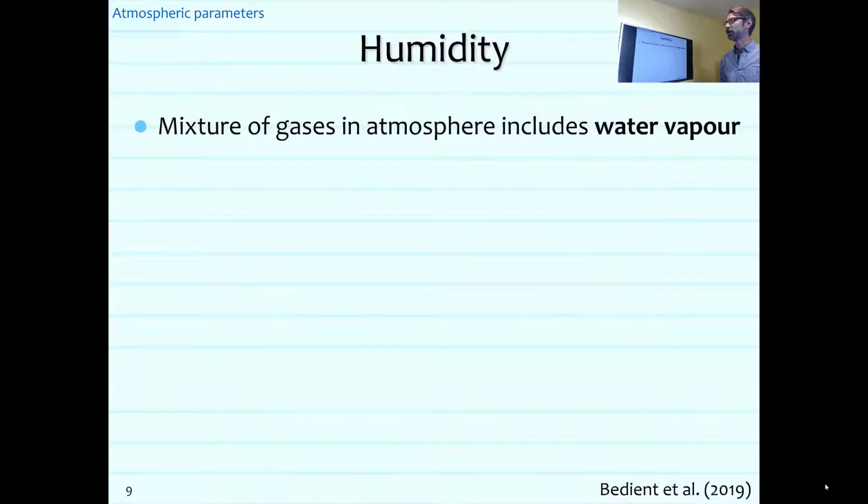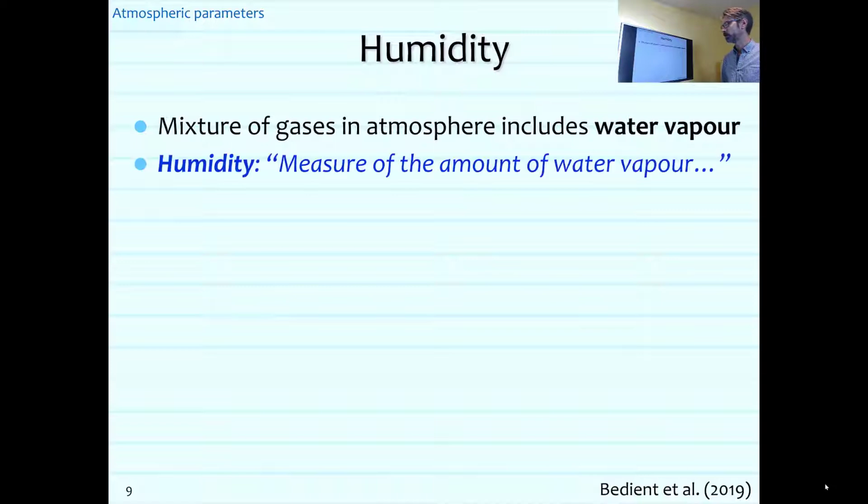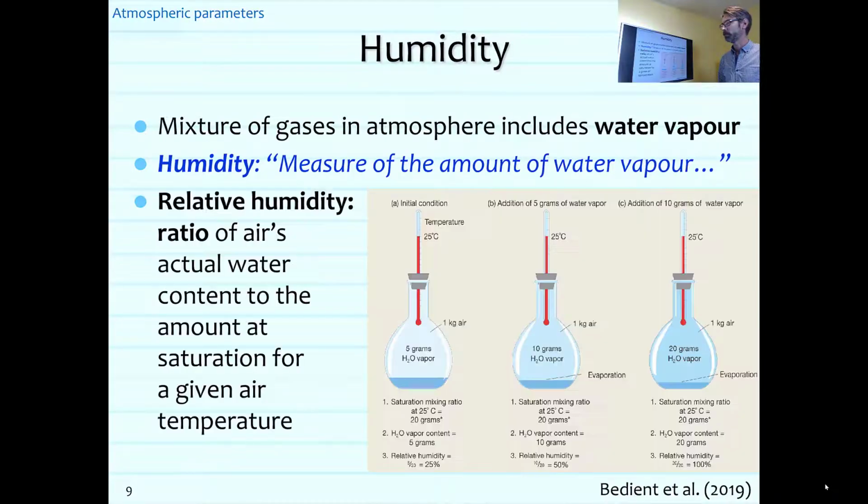Humidity is another very important atmospheric parameter. We know that there's a mixture of gases in the atmosphere, and it includes water vapor. Humidity is a measure of the amount of water vapor in a fixed parcel of air. You probably remember that the air is primarily nitrogen, so about 78% nitrogen, about 21% oxygen, almost 1% argon, and then between 0 and 4% water, depending on the level of saturation. There's also carbon dioxide and other trace gases.